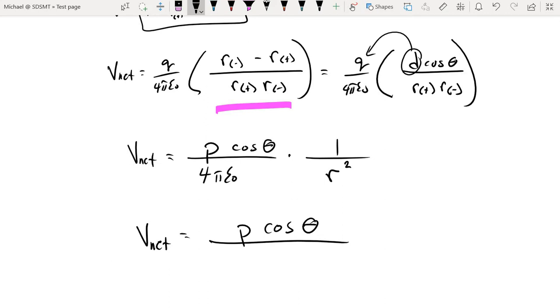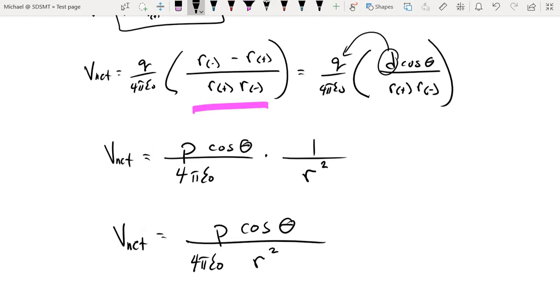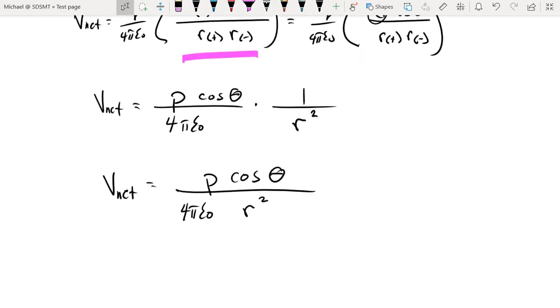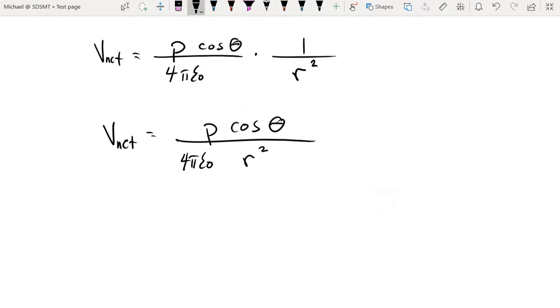We have our dipole moment, P. We have R squared as measured from the center of the dipole. But then we still got that cosine. So let's talk about that cosine. And I'll draw the dipole again right here, just so that we're not constantly shifting back up. Alright, so up here we have our point in space where we want to measure the electric potential.